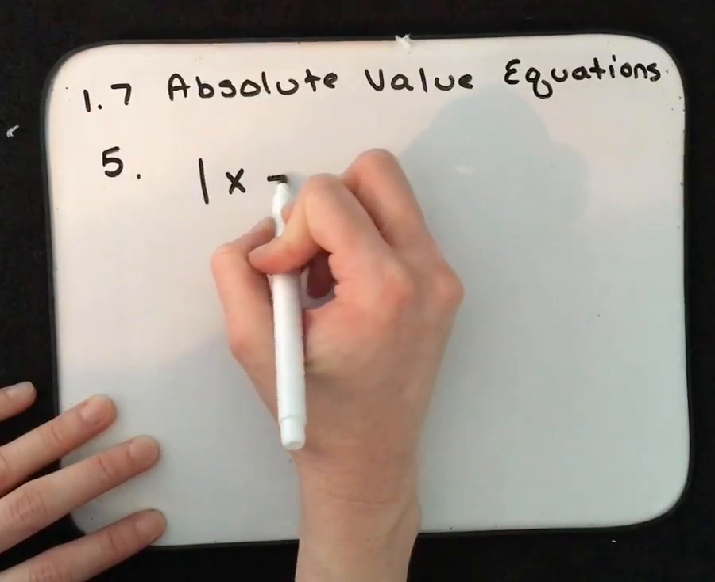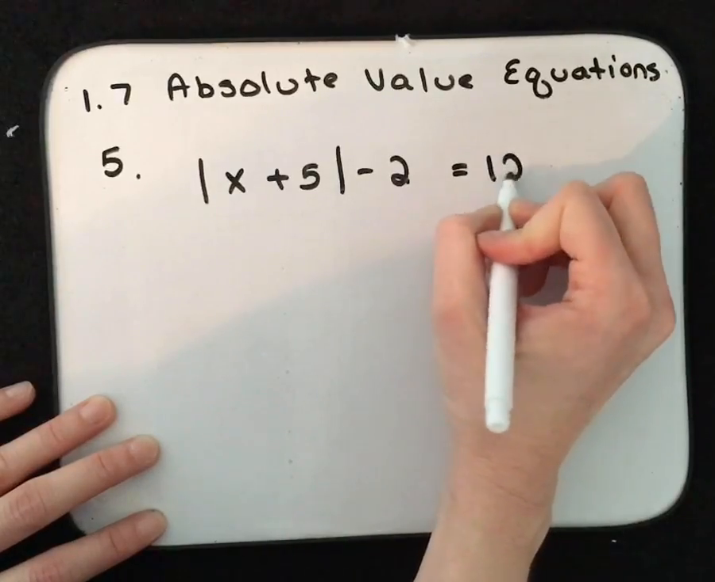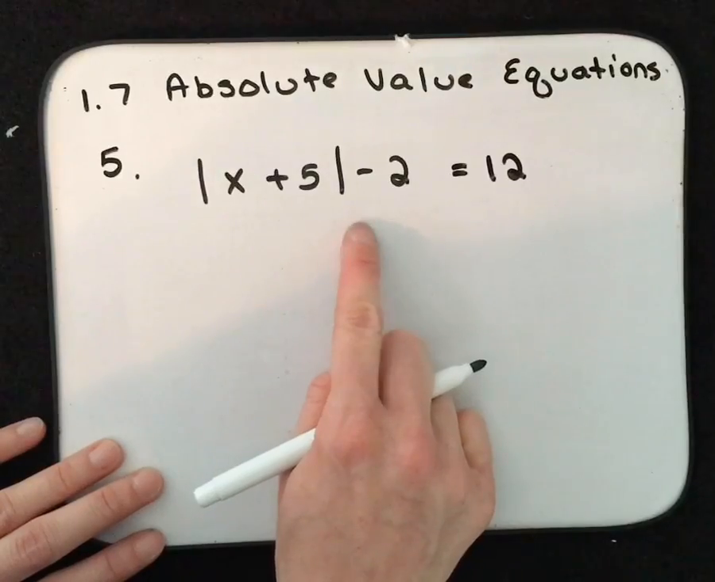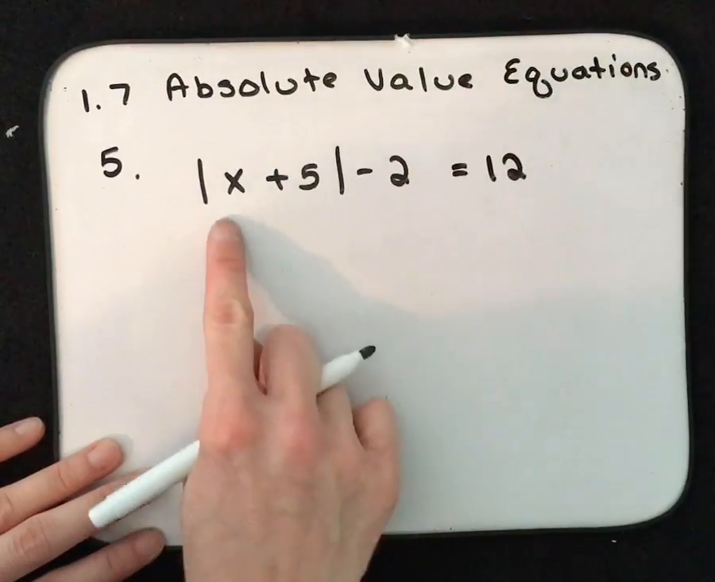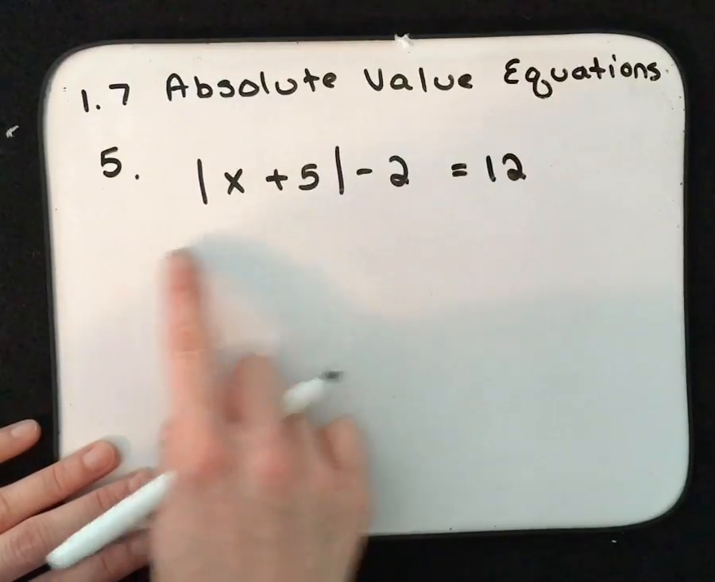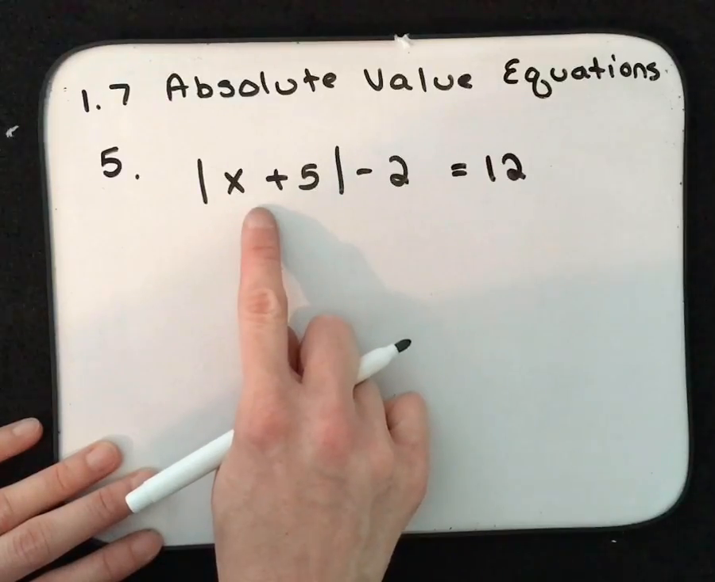Absolute value of x plus 5 minus 2 equaling 12. Now before you start writing your two separate equations, notice that minus 2 right there. You have to get down to just the absolute value. Doesn't matter what else is around, you have to get it to just the absolute value before you consider the two parts. Because considering the two parts is considering the absolute value.